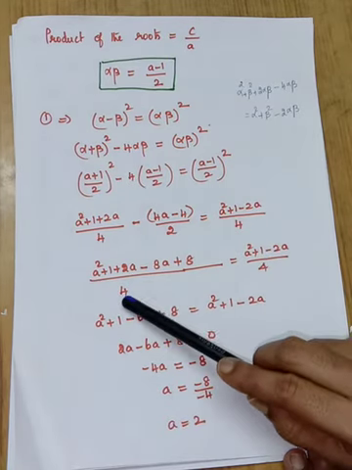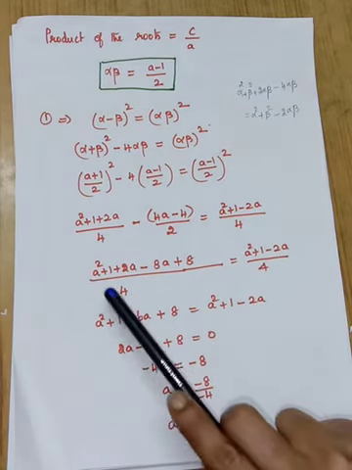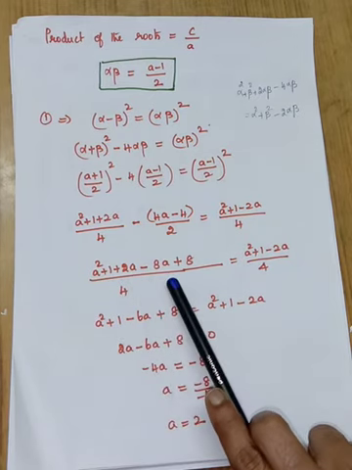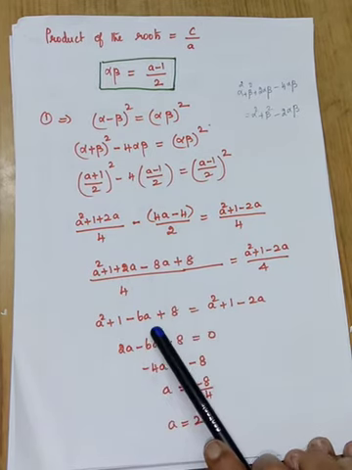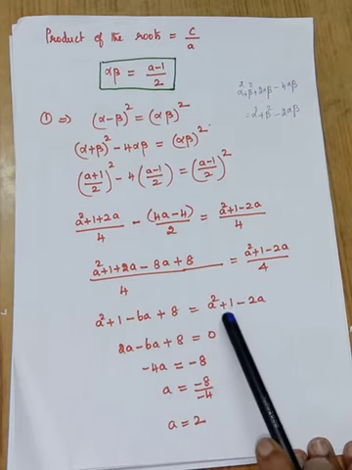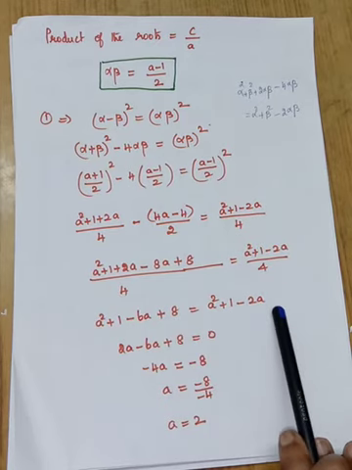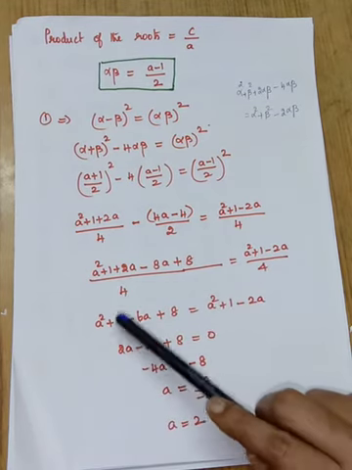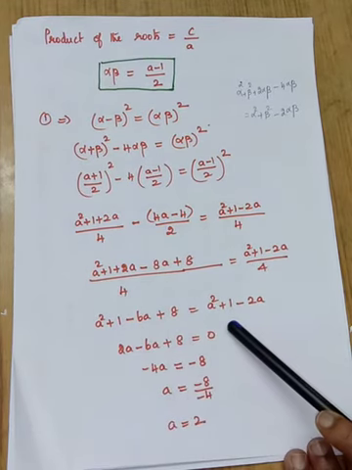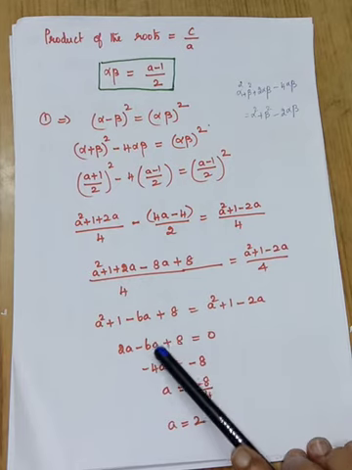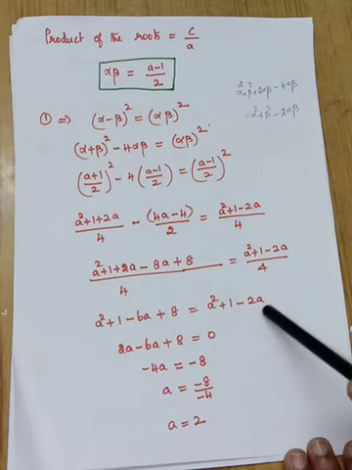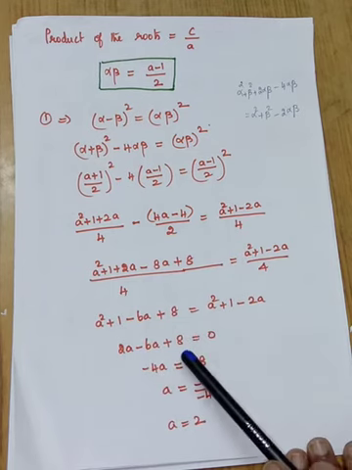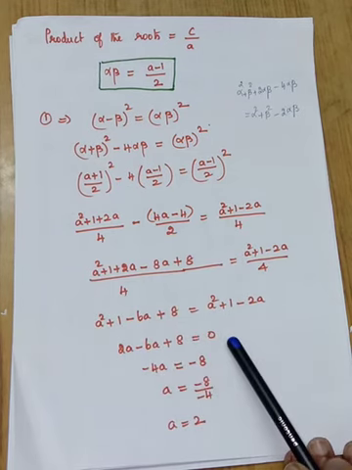This 4 and this 4 getting cancelled. So the numerator a squared plus 1, you see that 2a minus 8a is minus 6a plus 8, that is equal to a squared plus 1 minus 2a. So this a squared and the right hand side a squared getting cancelled. In the same way 1 getting cancelled. Here you will have minus 6a. Bring this minus 2a to the left side as plus 2a. Plus 8 is equal to 0.